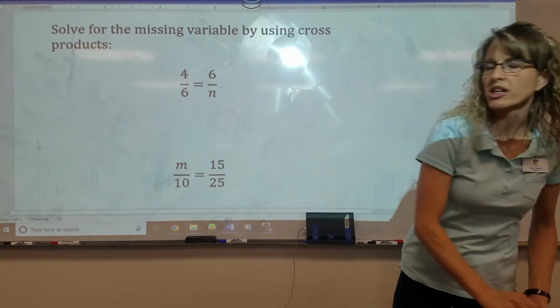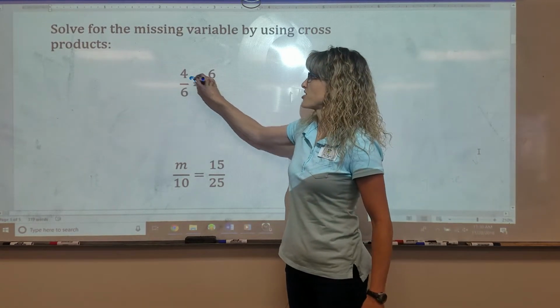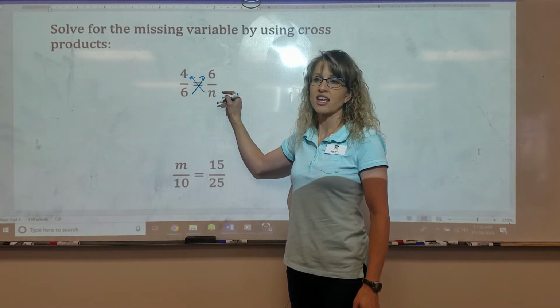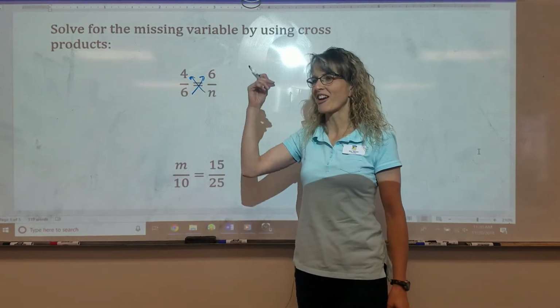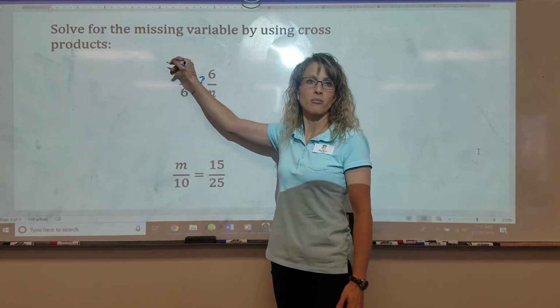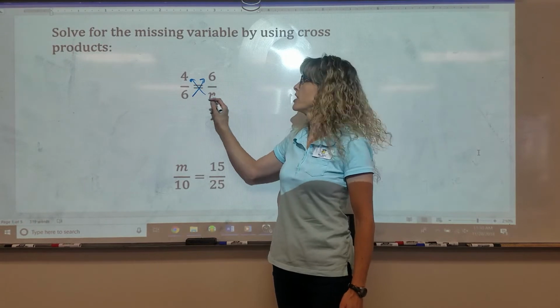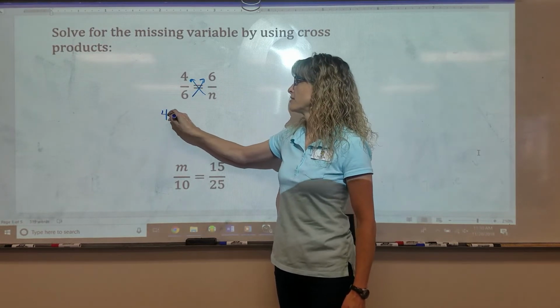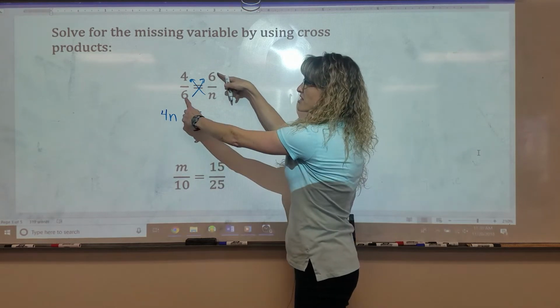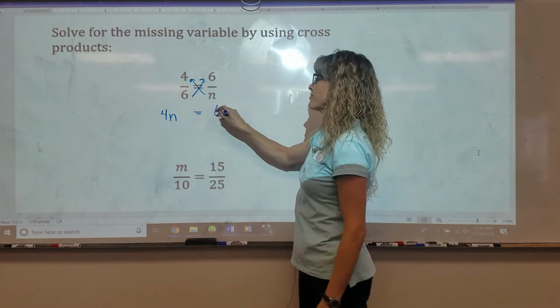Some of you have probably done this before. To solve for the missing number that would make this proportion true, we take the cross product. Cross product means you multiply from the bottom to the top on one side and the bottom to the top on the other side. So we'll go 4 times n on the left side, line up my equal sign, and do 6 times 6 on the right side.